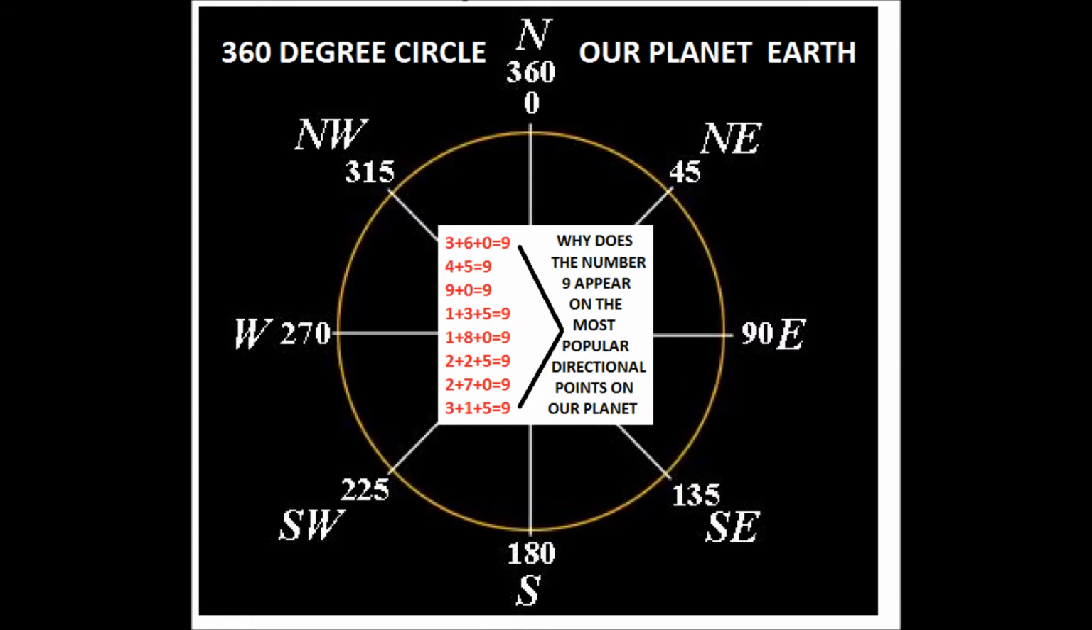We'll move all the way over to the west side. The 2, the 7, and the 0 add up to 9. At northwest, 3, 1, and 5 all add up to 9. Why is this? We're going to explain that a little bit further in detail in this next segment.